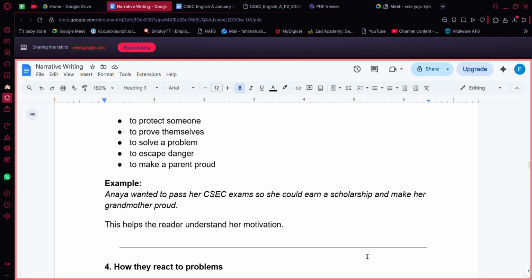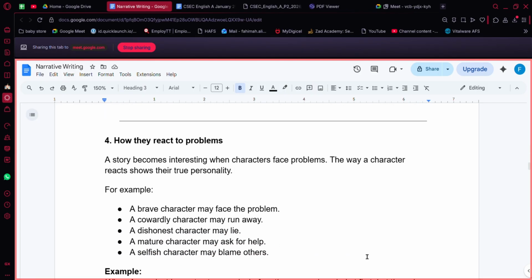You must also talk about how your characters react to problems. So a story becomes interesting when the characters face problems. The way a character reacts shows their true personality. For example, a brave character might face a problem. They will never run away from it. If your character is brave and somebody tries to rob them, they wouldn't turn around and just run away. They might face that person, fight them, pull out their own gun and shoot them.